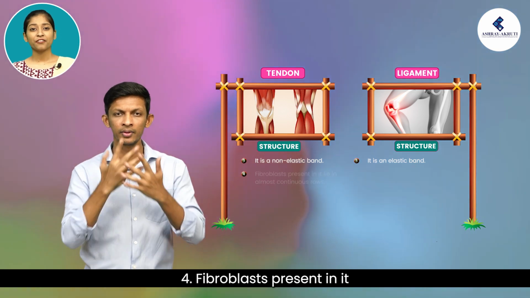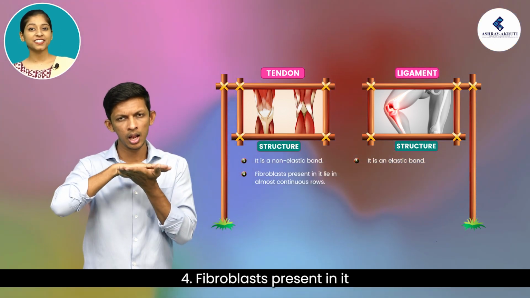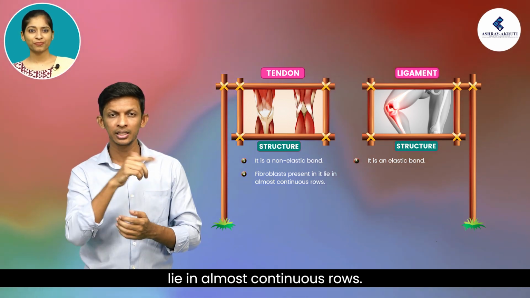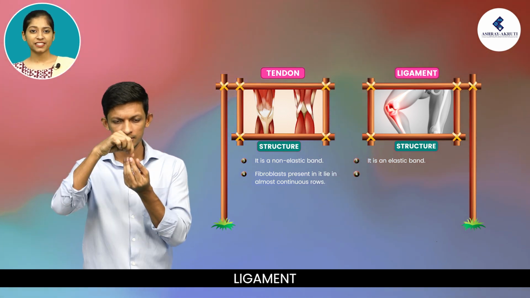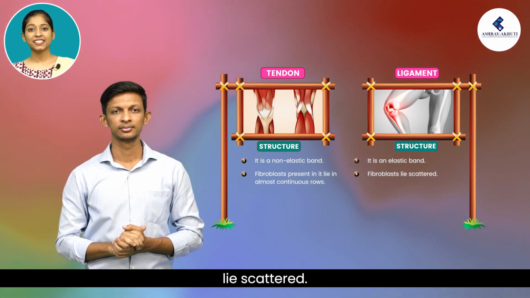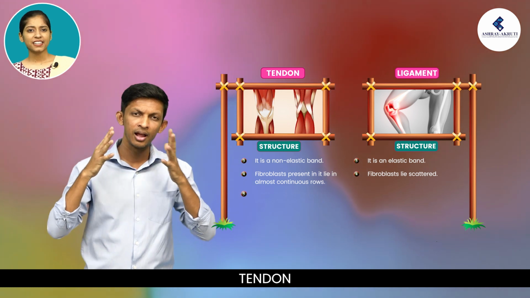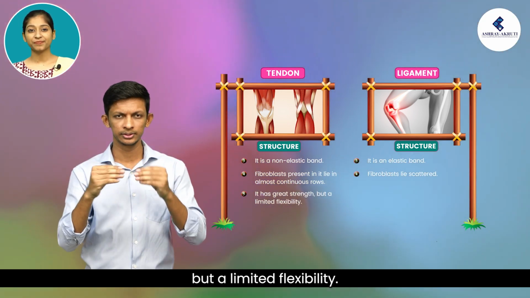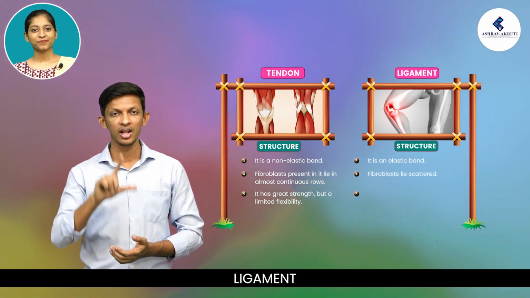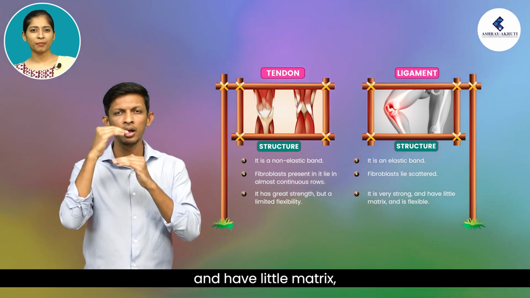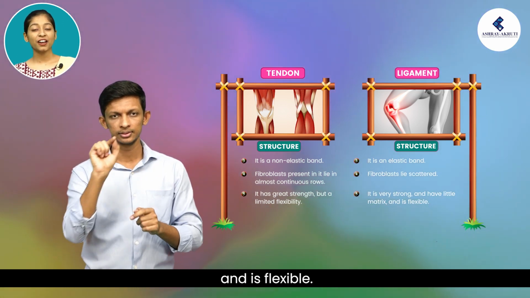Tendon. Fibroblasts present in it lie in almost continuous rows. Ligament. Fibroblasts lie scattered. Tendon. It has great strength but limited flexibility. Ligament. It is very strong and has little matrix and is flexible.